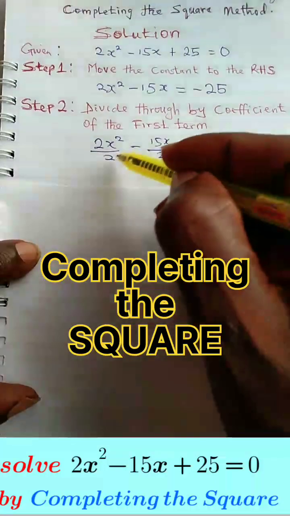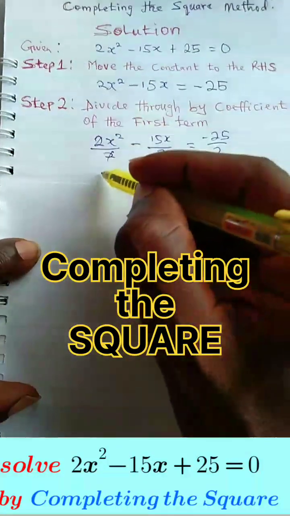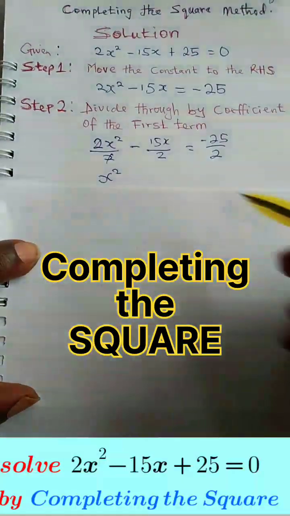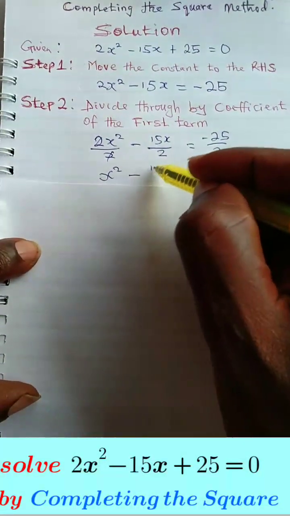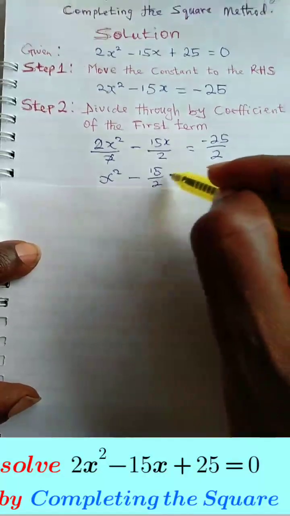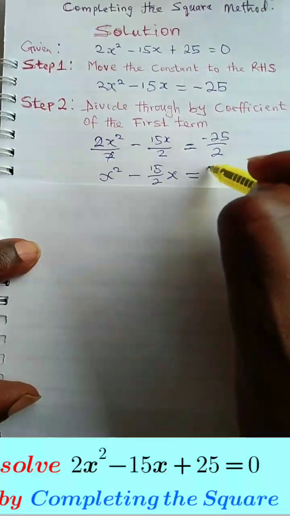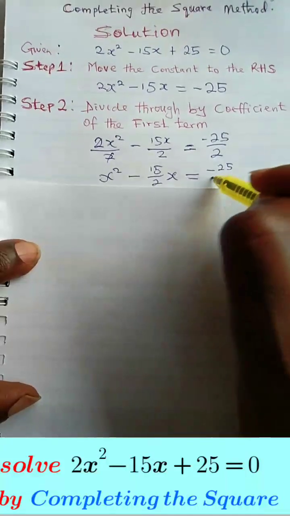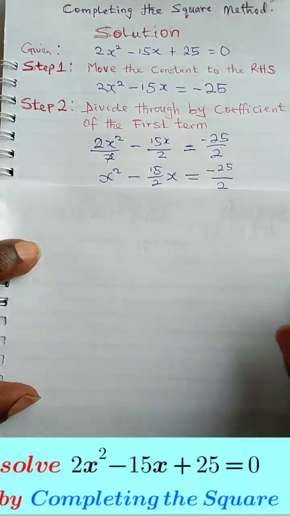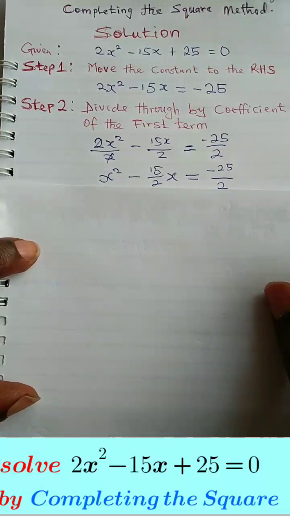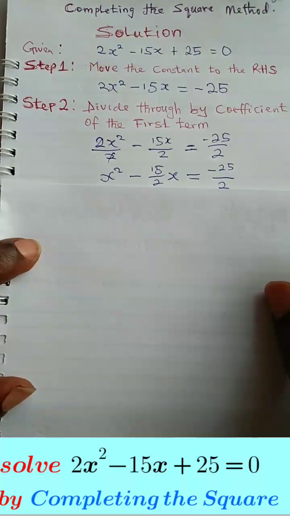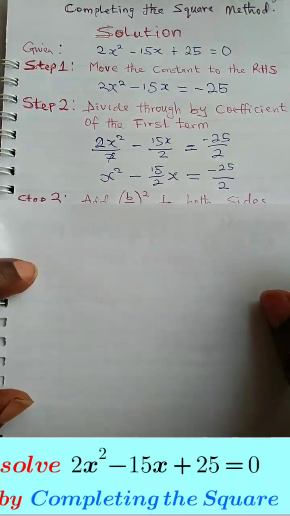To simplify further, the 2 will cancel this, so I'm left with x squared here. Then these other ones, I can put them back: minus 15 over 2 x equals minus 25 over 2. So I've done step 2. Let's go to step 3 now.